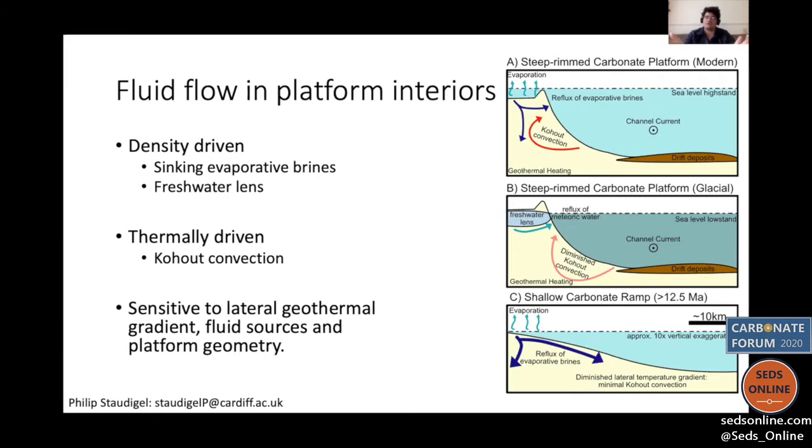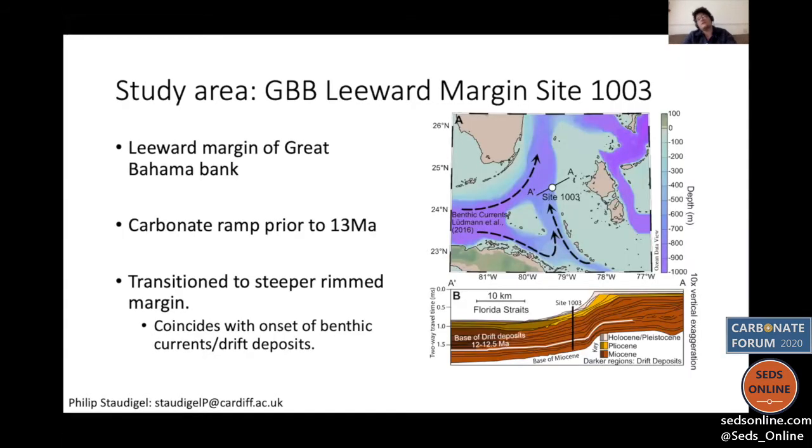So how having a steeper margin means you have a stronger lateral geothermal gradient, which then increases the intensity of these convection systems. We're going to be looking at the leeward margin of Great Bahama Bank. In this case, we're going to be using site 1003 from ODP Leg 166. It is interesting because due to changes in current systems in the area, in this case, the onset of these large benthic currents, you have a transition from a relatively low angle carbonate ramp style geometry.